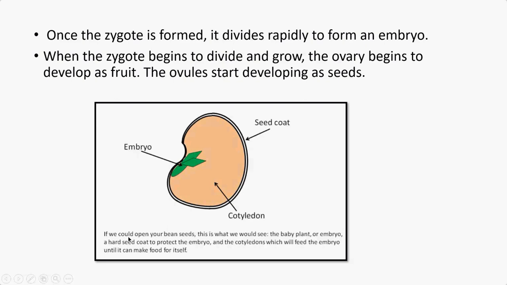Now there is a picture given. 3 lines are written in it. If we could open your bean seed, this is what we would see: the baby plant or embryo, because embryo is the baby plant. From embryo only a new seedling will come. A hard seed coat to protect the embryo, and cotyledons. You remember the word cotyledon? We learned monocot seed, dicot seed. Cotyledons will feed the embryo until it can make food on its own.